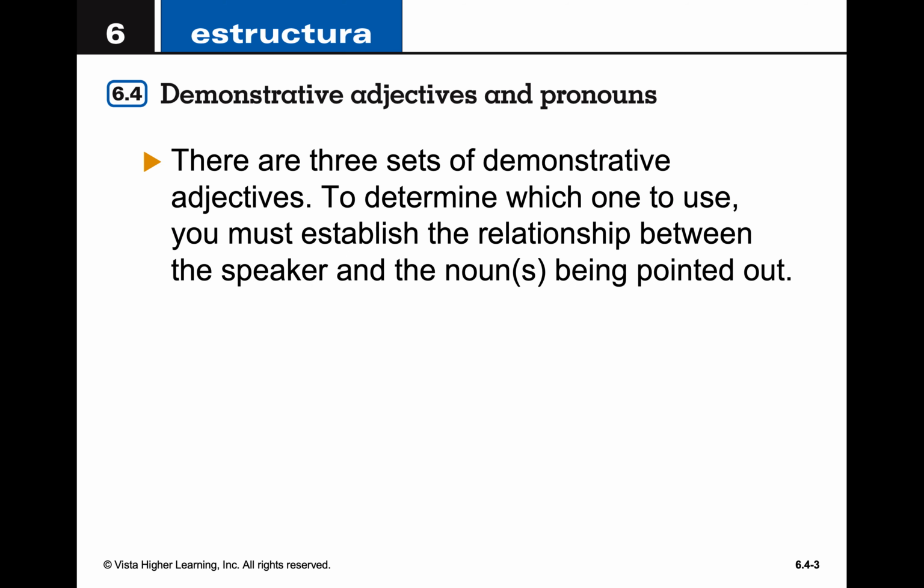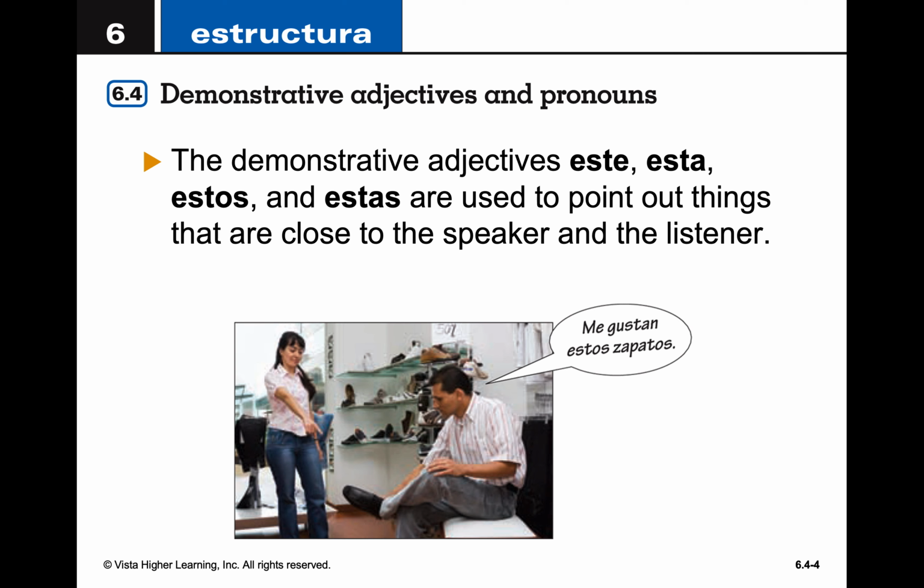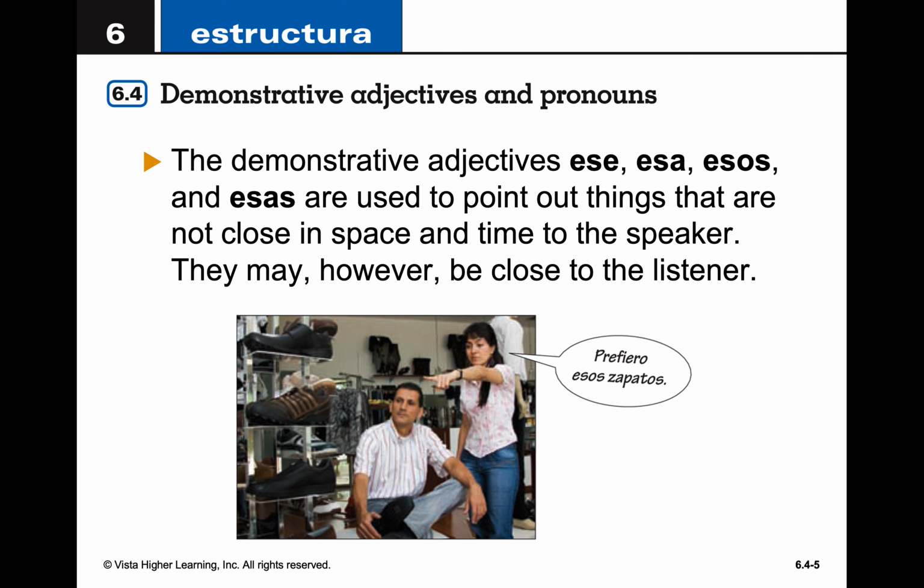There are 3 sets of demonstrative adjectives. To know which one we should use, you need to consider the relationship between the speaker, the person saying the sentence, and the noun that's being used in the sentence or pointed out with this adjective form. So in our adjectives, we have este, esta, estos, and estas, used to point out things that are close. That's going to be the defining feature for those 4, things that are close to the speaker.